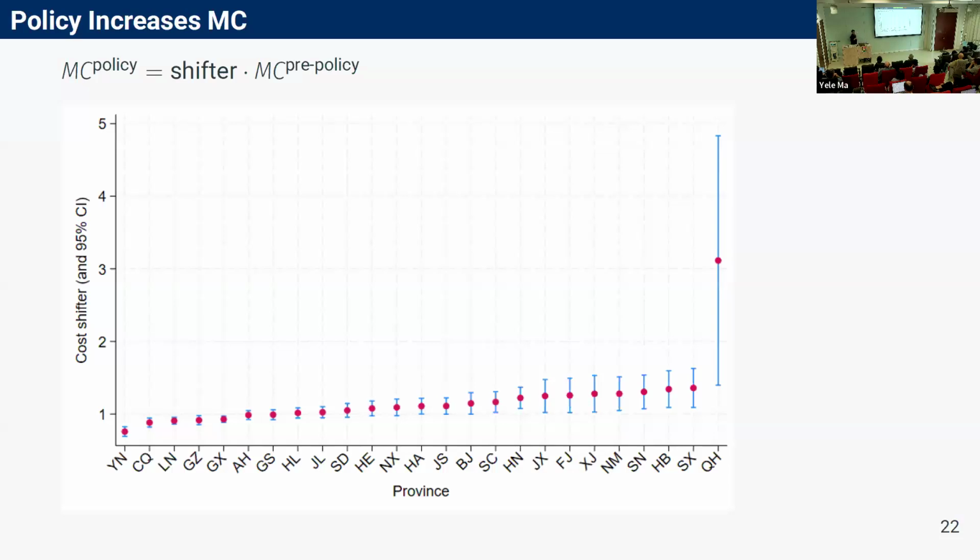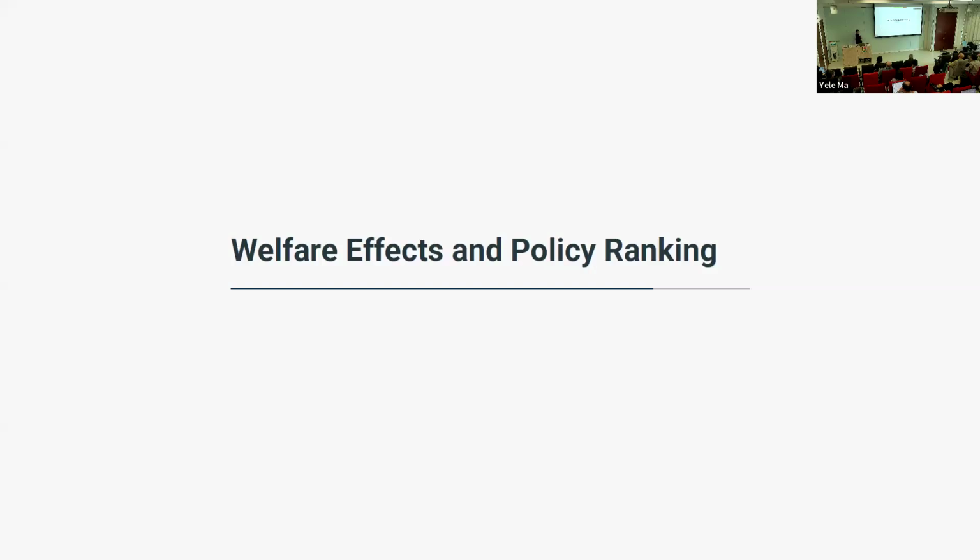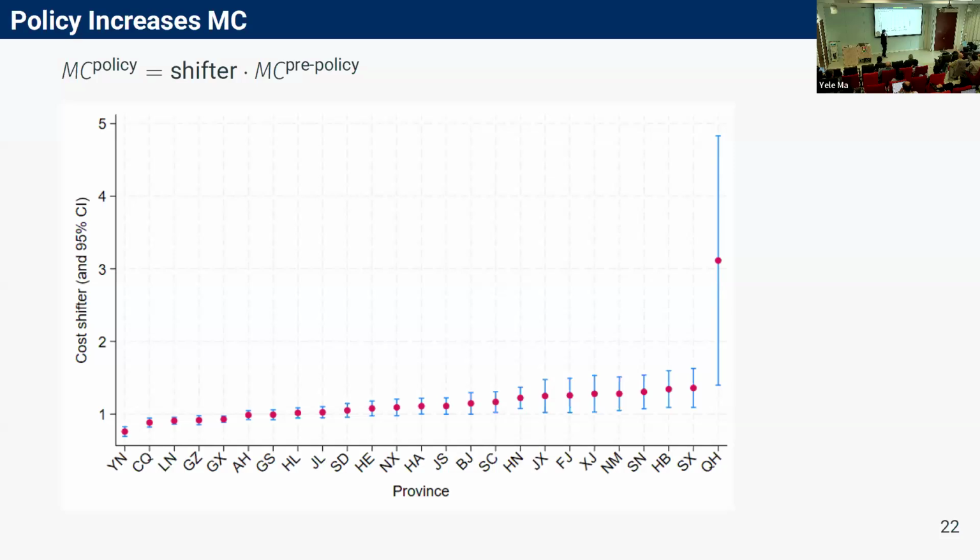So this figure shows the estimated impacts of the supply reduction policy. We find indeed for most of the provinces, their marginal cost is increased after the policy. There are a few provinces with an estimated elasticity smaller than 1, but those provinces produce very little coal. This is Qinghai. Somehow it has a huge standard error here. I think it's not a big coal-producing province, so it's not going to affect the result much.